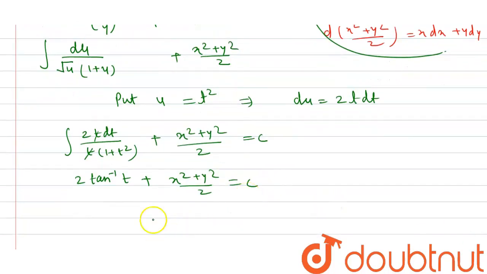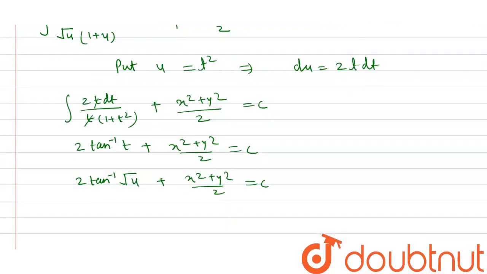Now resubstitute back the value of t. In place of t we can write under root of u, plus (x² + y²)/2, which is equal to c. Again in place of u put x/y, so 2 tan inverse of under root of x/y plus (x² + y²)/2 is equal to c. So this is our required answer.